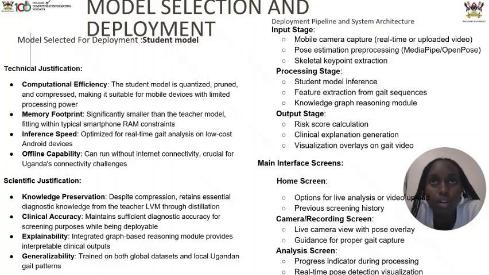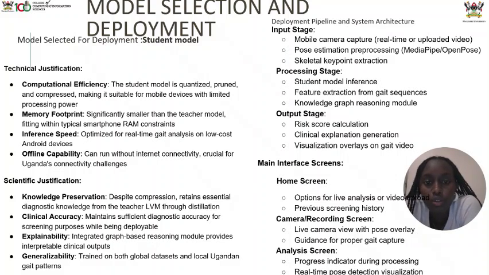Then the mobile application is going to be connected to your phone camera. So when you open it, you're able to record a video, or input images of a pattern recognition. And then during its processing stage, the student model inference, we're going to have feature extraction from the gait sequences or the video that you've uploaded. And then we're going to have the knowledge graph reasoning module. And then our output stage is that it's going to give you a risk score calculation, and it's going to give you clinical explanation generation and visualization overlays on the gait video.